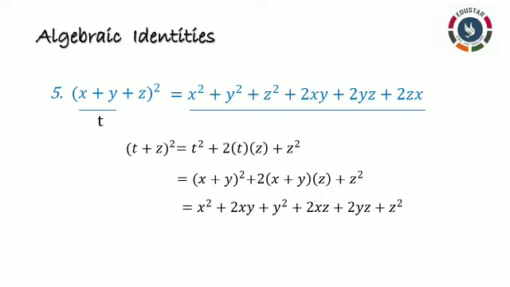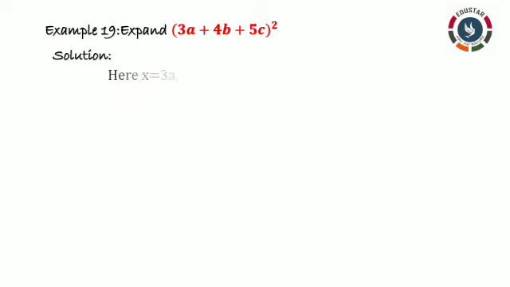Now let's discuss a few problems based on this fifth identity. Come, let's move to the sum. Example 19 of your NCERT book. Expand (3a + 4b + 5c)². So here, instead of x you are having 3a, and instead of y you are having 4b, and instead of z you are having 5c.